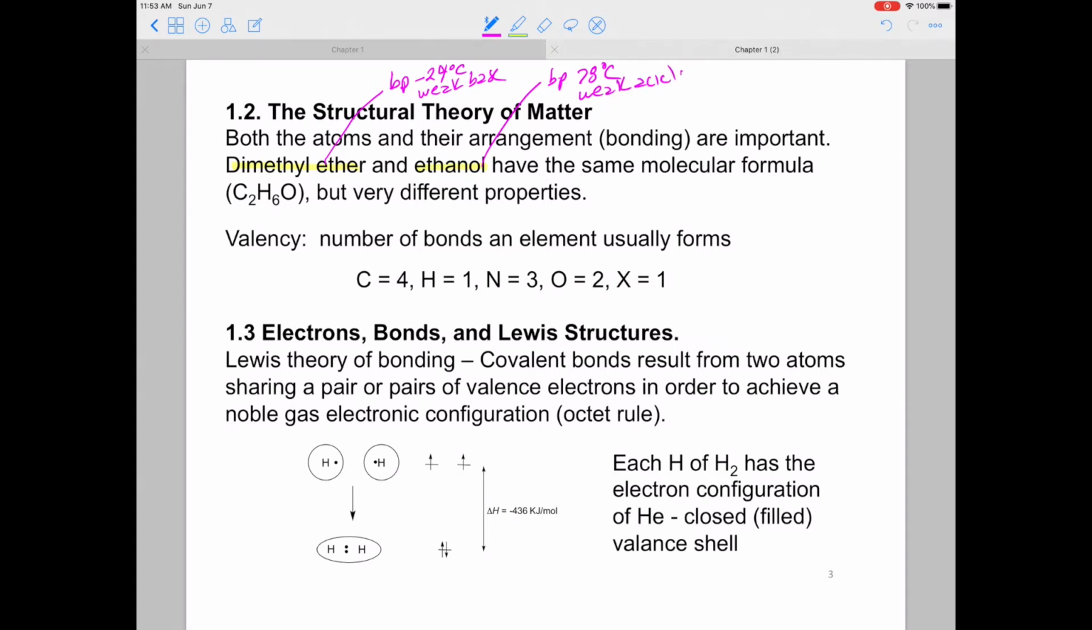Okay, now this idea of molecules having the same molecular formula but different arrangements of atoms and bonds is known as isomerism. And so dimethyl ether and ethanol are referred to as isomers. And so isomers have the same molecular formula, but different arrangement of atoms.